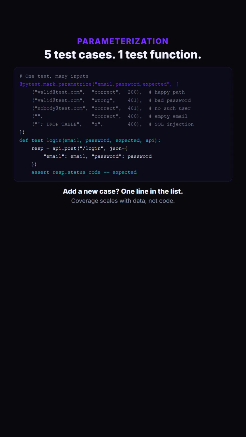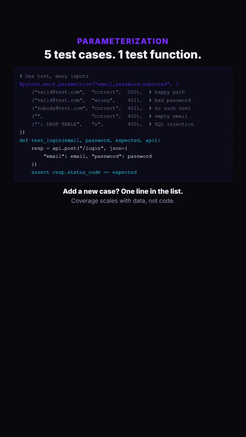Without parameterization, you write 6 test functions that are almost identical. With parameterization, you write one test function and pass a list of 6 tuples. Each tuple is one test case. Name, input value, expected result. Pytest generates 6 separate test runs, each with its own name in the output. If one fails, you see exactly which input caused it.